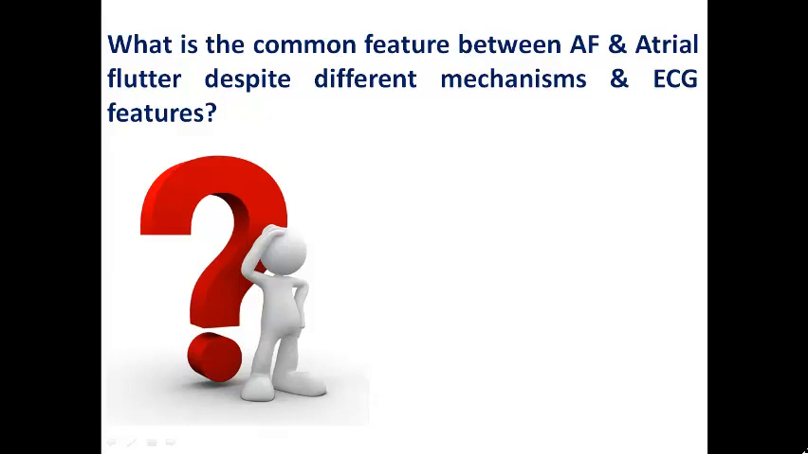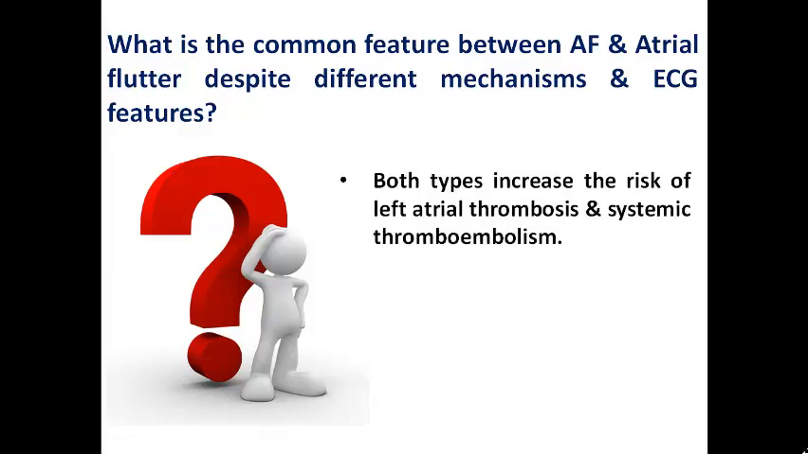What is the common feature between AF and atrial flutter despite the different mechanism and ECG features? In atrial fibrillation, it is multiple wavelet re-entries leading to completely chaotic atrial activity. Atrial flutter is just one macro re-entrant circuit leading to regular atrial activity. Atrial fibrillation shows absence of persistent P wave. In atrial flutter, we can see clear triphasic flutter waves with regular interval. So what is the common feature despite the difference in the mechanism and ECG features?